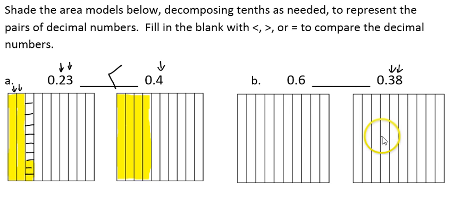So I'll divide this into hundredths, and I'll shade in 8 of those along with the 3 tenths to show the comparison. And now that both are shaded in, you can see that 6 tenths is much greater than 38 hundredths, or 3 tenths and 8 hundredths.